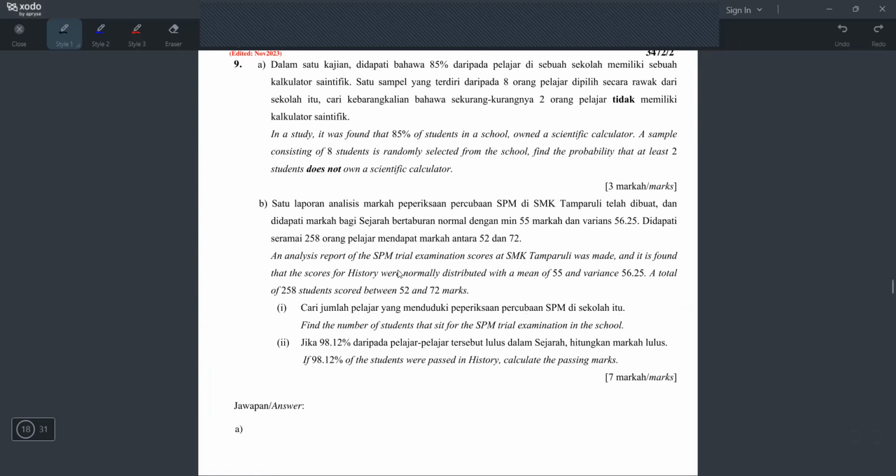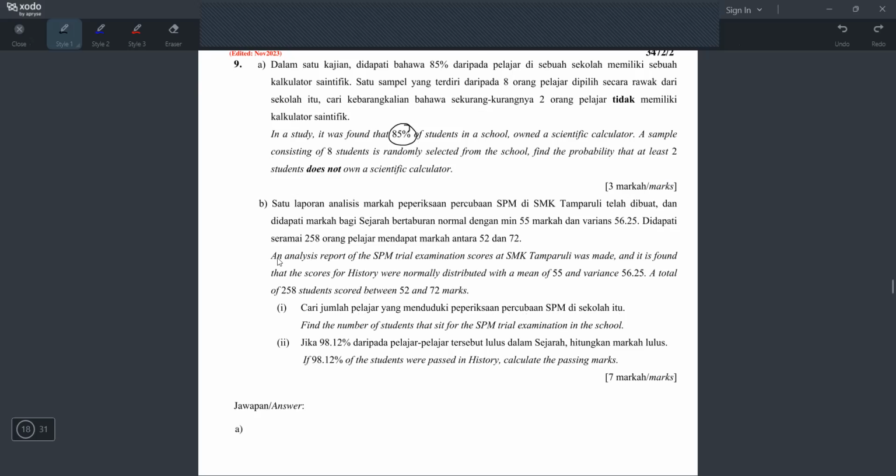Question number 9. Let's read the question. I think this is probability distribution from chapter 5. Okay, in a study, it was found that 85% of students in the school own a scientific calculator. So whenever we do probability distribution, we always try to figure out whether it's a binomial question or a normal distribution question. And I can tell you this question is binomial, right? But the one below is normal distribution.